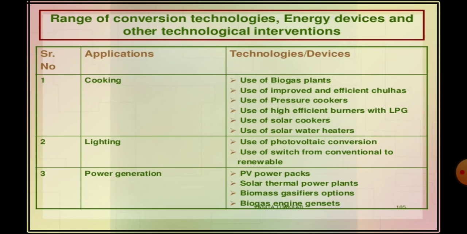A range of conversion technologies, energy devices and other technological interventions, and the applications related to these technologies or devices. Cooking: use of biogas plants, improved and efficient coal gas, pressure cookers, high efficiency burners with LPG, solar cookers, and water heaters. Lighting: use of photovoltaic conversion, and switching from conventional to renewable. Power generation: PV power banks, solar thermal power plants, biomass gas-fired options, biogas engine gensets.